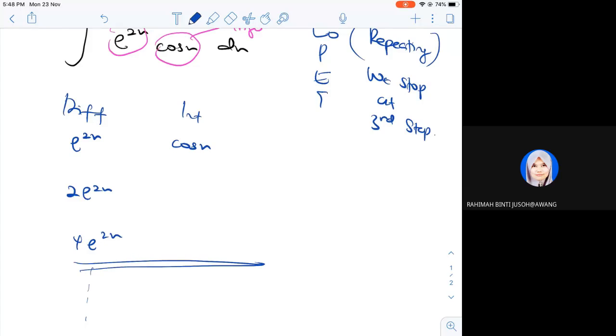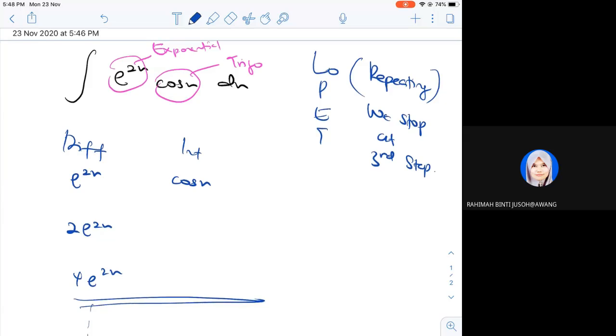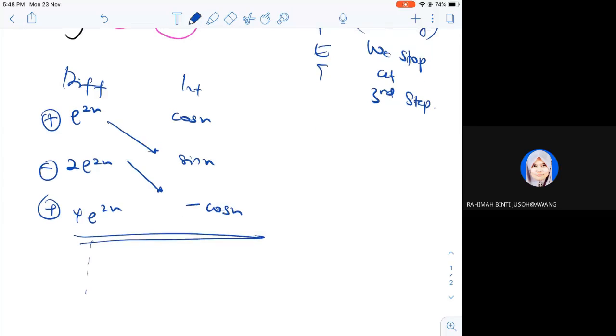Okay, so we will have here cos x. Integrate cos x, we will get sine x. Integrate sine x, we get negative cos x. So again, plus, minus, plus. So cross here, here. Okay, now, since this is the case of repeating, berulang-ulang, guys.